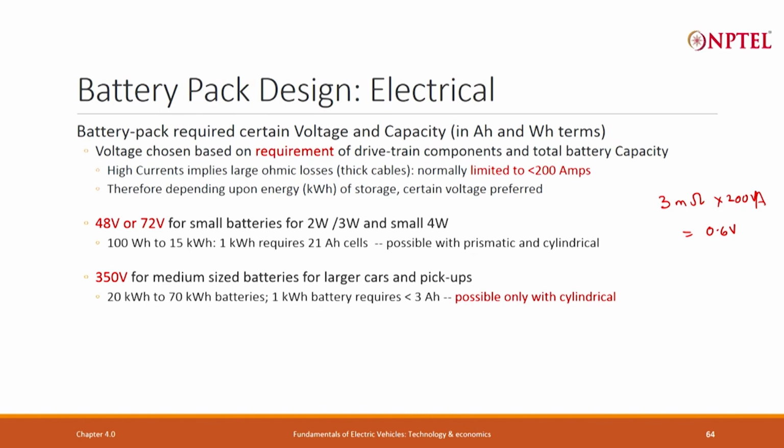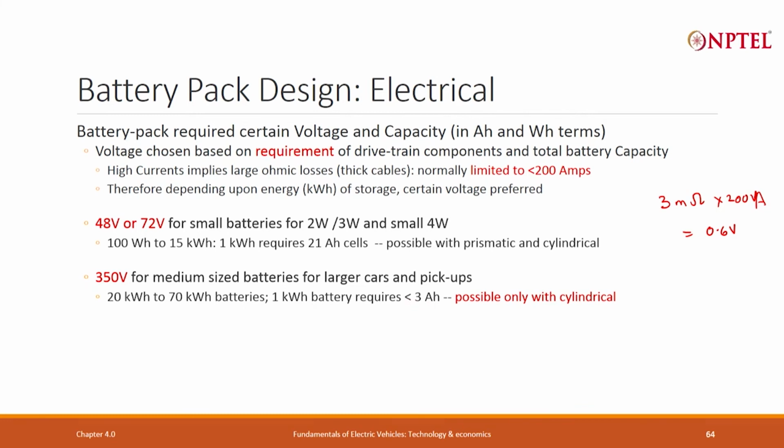350 volt is commonly used for medium size batteries for large cars and pickups. Now, here you can do a 20 kilowatt, 20 kilowatt divided by 350 volt, you are less than 100 ampere. 70 kilowatt hour will be 200 ampere, but there is something wrong in this: 1 kilowatt battery pack requires less than 3 ampere hour.